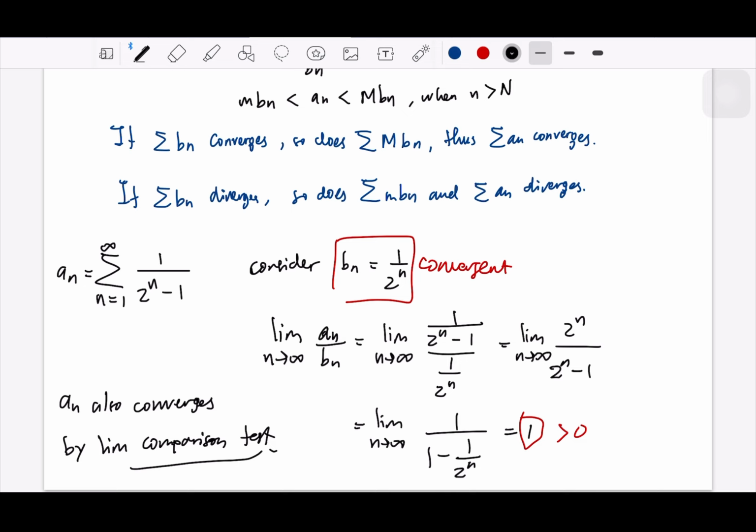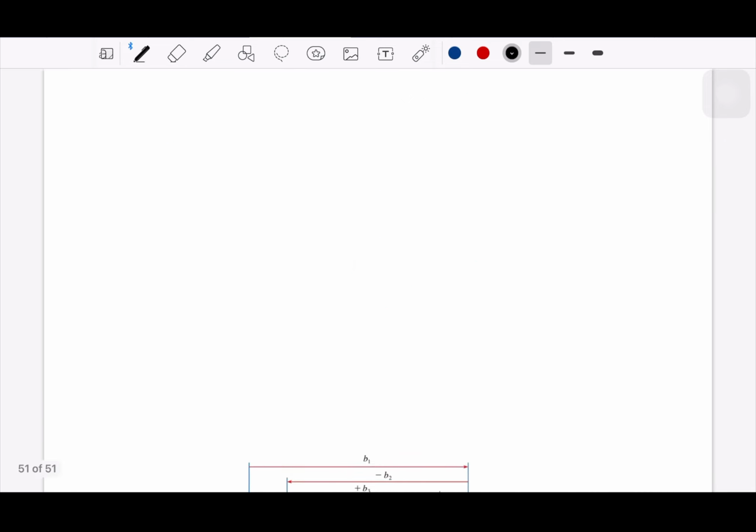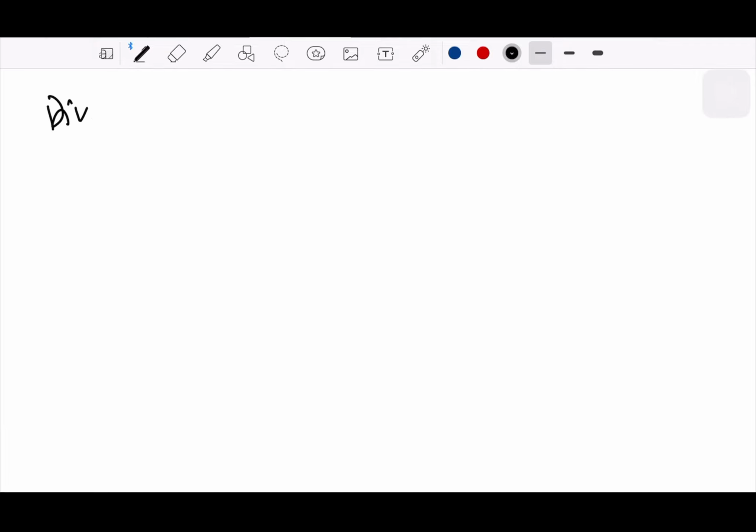First is the divergence test. But let me review a little bit. So the divergence test, and then the integral test. The divergence test is the easiest one. When you have the limit of the sequence that is not 0 or doesn't exist, definitely the series will be divergent. It's the final conclusion. And then the integral test.